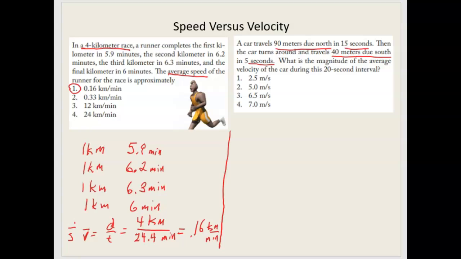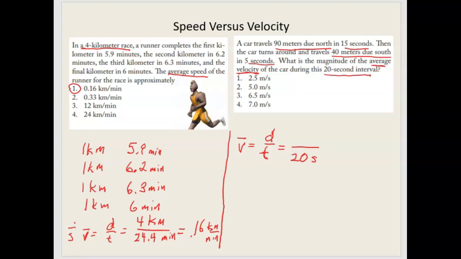So magnitude means the how-much portion. We don't care about the direction. What is the magnitude of the average velocity over this 20-second time period? Okay, so we know average velocity is displacement over time. Now the time: we have 15 seconds and then another 5 seconds, a 20-second interval. So time is 20 seconds.